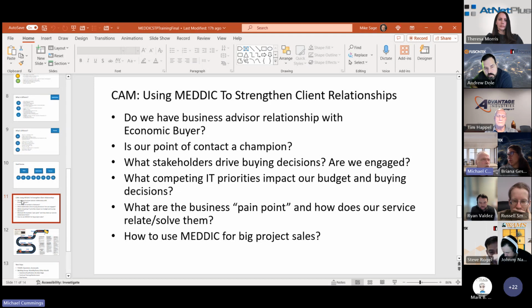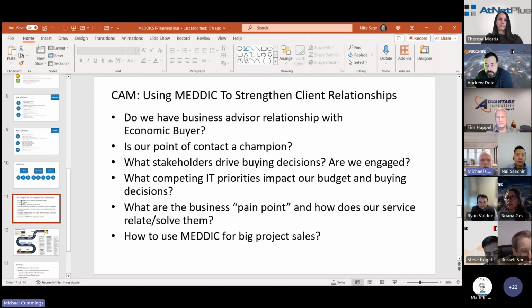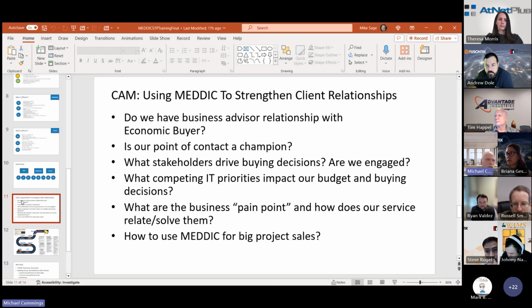The other one, and I remember Brian Miller bringing this up, is: are there stakeholders driving significant IT decisions that we have no access or relationship with? It could be a controller, an operations director, or a VP of operations. Are there significant people in our client who influence IT decisions who don't even know who we are or what we do? We're just kind of a vendor, a transactional relationship. What competing IT priorities impact our budget? What other things are they thinking about and investing in that are choking off funds, energy or attention from the things we're proposing? And basically, what are the pain points?